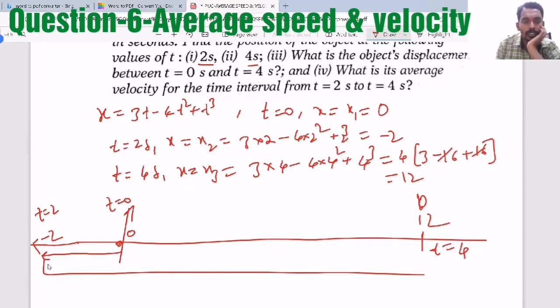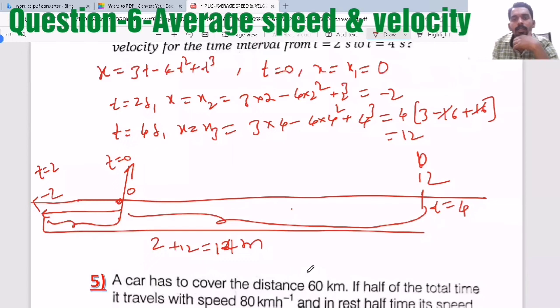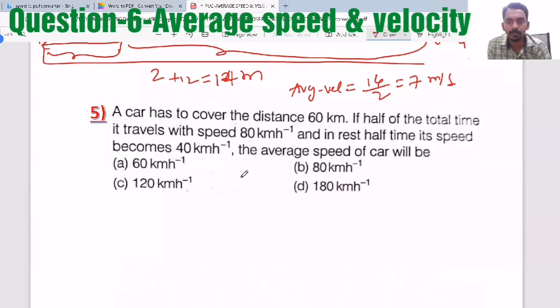So t equal to 2 to 4 means it covered 2 plus 12. So 2 plus 12, total how much distance did it cover? 14 meters. So the displacement is 14 meters in a time of 2 seconds. So what will the average velocity become? Average velocity means 14 by 2, how much? 7 meters per second. So this way you need to calculate the average velocity or average speed in case of a motion whose displacement equation is given in terms of time.